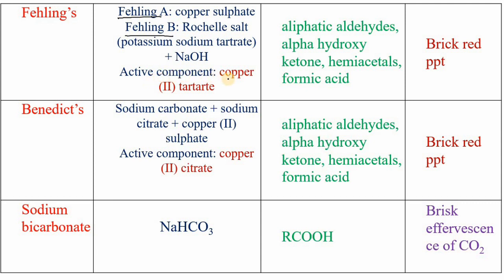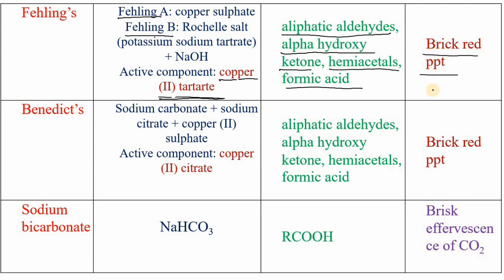Here the active component is copper tartarate. This is the active component of Fehling solution. This is used for identification of aliphatic aldehydes, alpha hydroxy ketone, hemiacetols, formic acid. Ketones cannot be identified by using Fehling solution. Here there is a formation of a brick red precipitate due to formation of cuprous oxide.